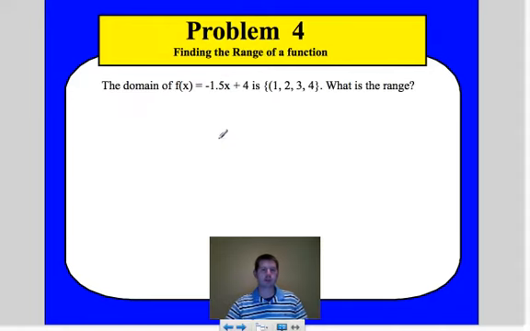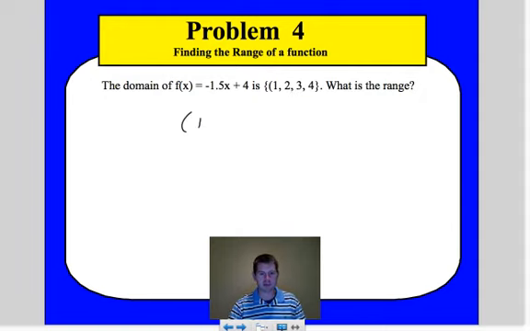Okay, so the next thing is to talk about domain and range. As we talked about, domain is a set of inputs. Range is a set of outputs. So x and y values basically is what we've been saying. We have a function called f of x. It's equal to negative 1.5x plus 4. Well, they're telling us our domain is 1, 2, 3, and 4, which is basically telling us our x values.